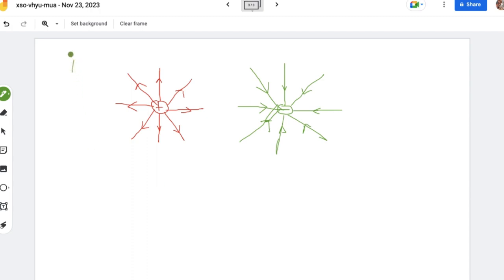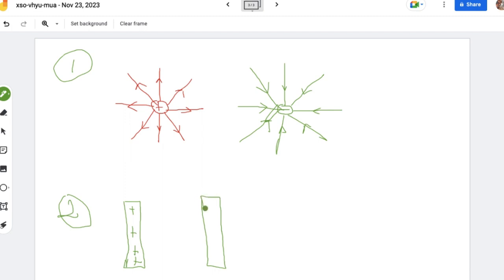That's number one. How will the field lines be when you take a uniform field? Let's say I take two plates: one is positively charged and the other is a negative plate. Now the field lines will no longer be like this.